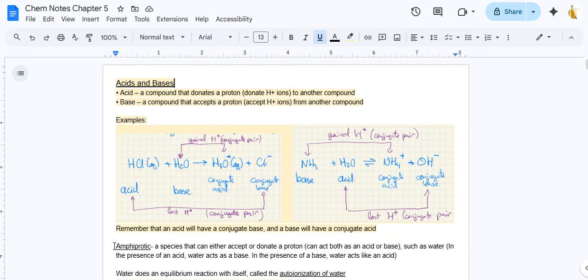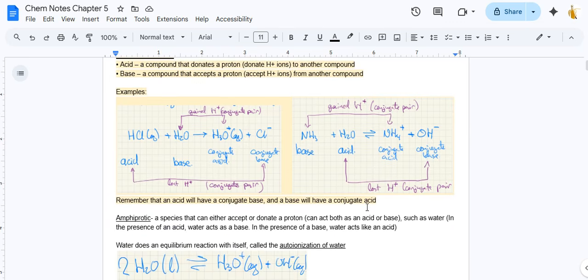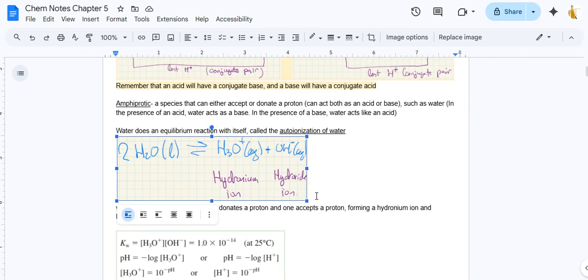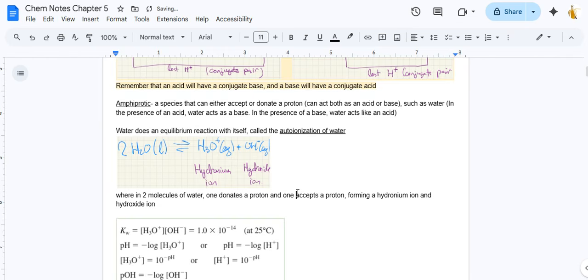First one, this is just a species that can accept or donate a proton, like water, which can be an acid or a base. And the second definition here, the auto-ionization of water, is just that water does an equilibrium reaction with itself.